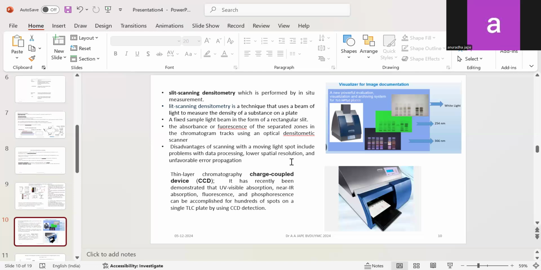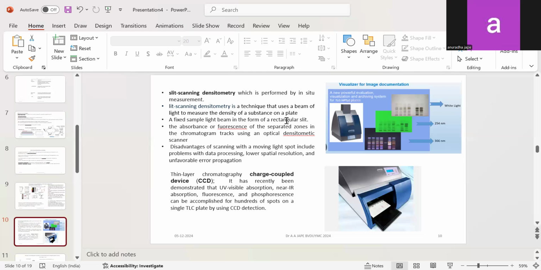The amount of light absorbed or the amount of fluorescence generated is going to be proportional to the quantity. So the absorbance or fluorescence of the separated zones in the chromatograph can be tracked using an optical densitometric scanner. The scanner will give you the visual images. The documentation of the TLC plate can be done using these instruments. The working principle is densitometry. Now, the point is, as the analyte quantities are very minor in the TLC plate, resolution may be compromised when you are going with densitometric methods.